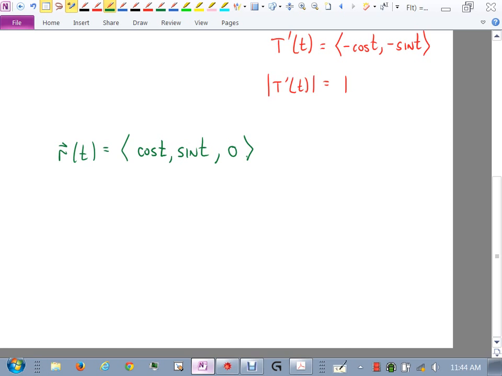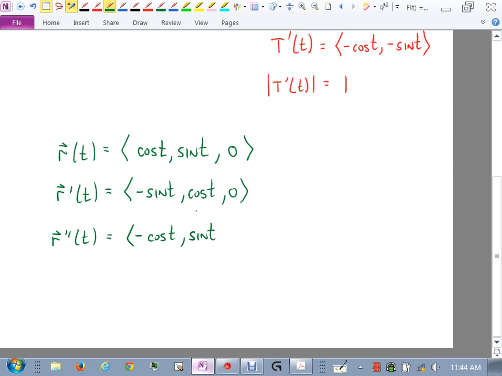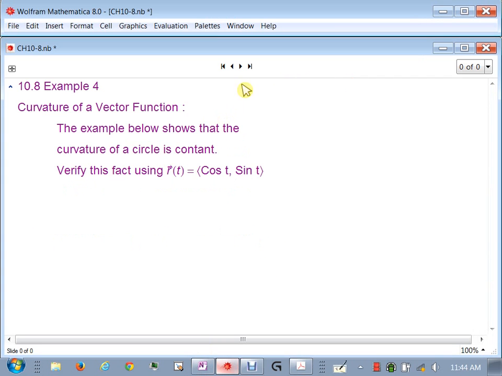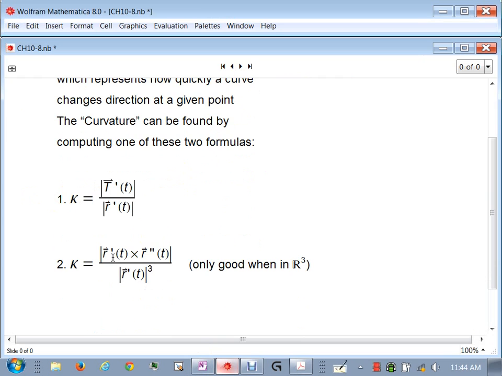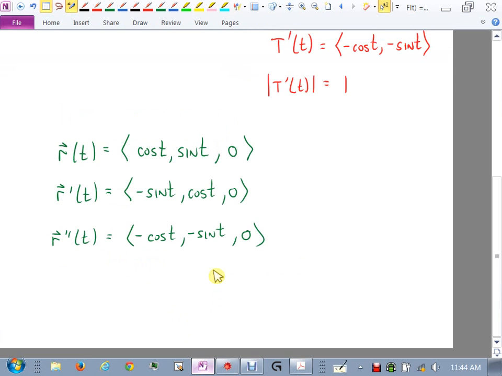And now, let's see. To use the other formula, I need the derivative of this, which is negative sine t, cosine t, 0. And then I need the second derivative, which would be negative cosine t, negative sine t, 0 again. And in the formula, what am I supposed to do with those two? Cross product of those two, and then the magnitude. So let me do that real quick, cross product.